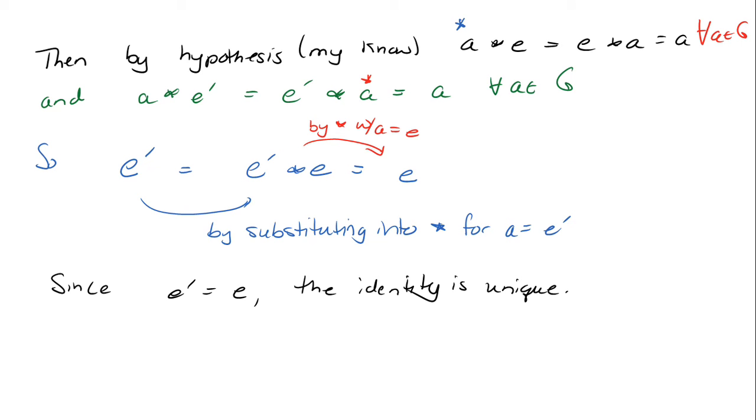So for your homework, you're supposed to show that inverses are unique. What you'll do is start out with an element A, assume that it has two inverses, call it B and C, and similar to what I've done here, you're going to show, using the rules of groups, that these two inverses are identical. All right, good luck.